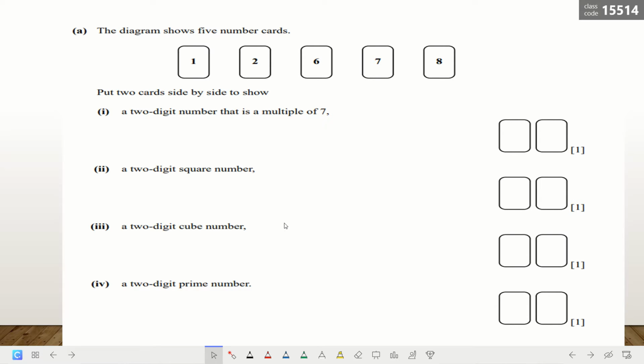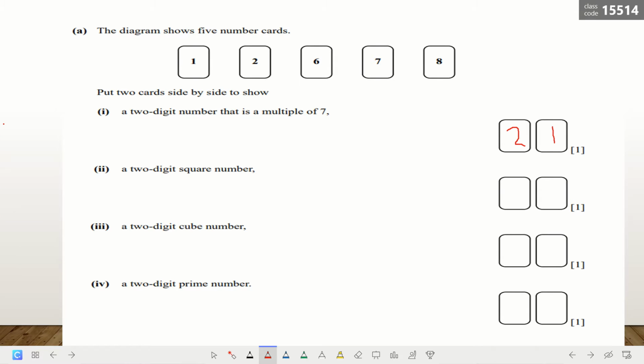Now we have to start with these questions in 2020, paper 3. The diagram shows 5 number cards. You can see 1, 2, 6, 7, and 8. Put 2 cards side by side to show a 2-digit number that is a multiple of 7. You know that the multiples of 7 start with 7, 14, 21. So every time we add 7. So if they need a multiple of 7, I can put here 21, 2 and 1. These are the 2 cards.